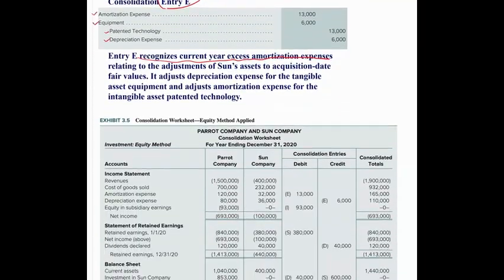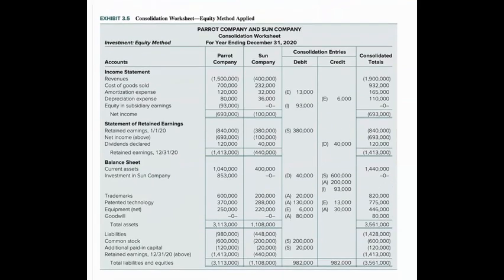Alright, so then let's move on to see what it looks like in the worksheet. This is the complete worksheet using the equity method. We have entry S to eliminate the subsidiary equity accounts. Entry A is to adjust those balance sheet accounts to fair value.